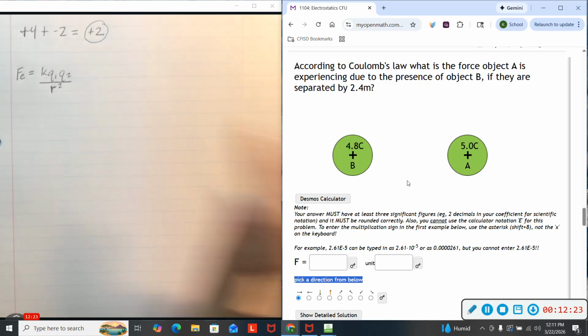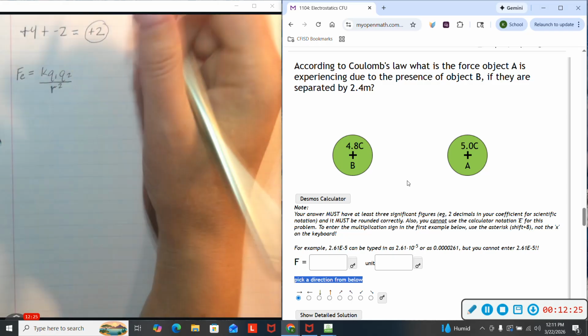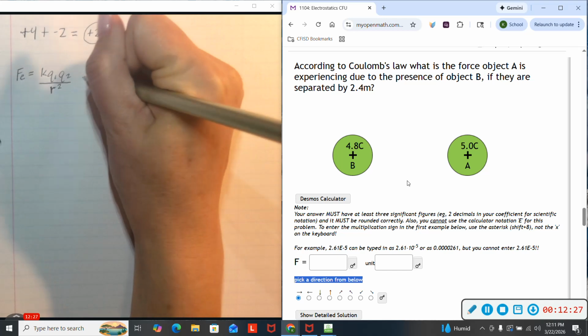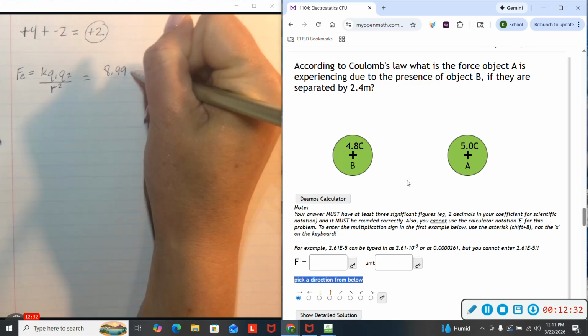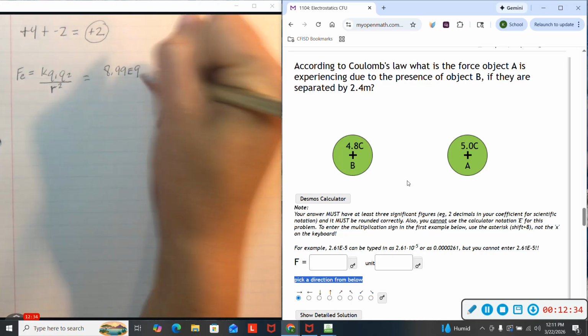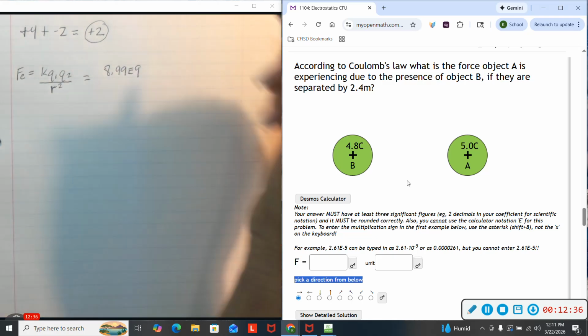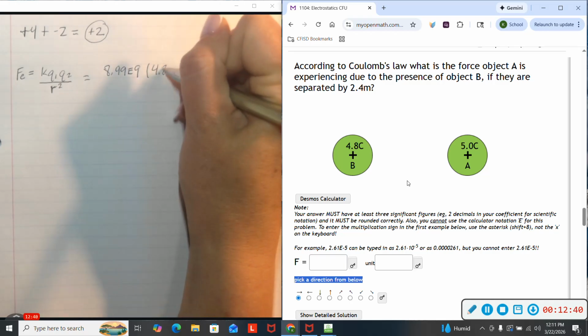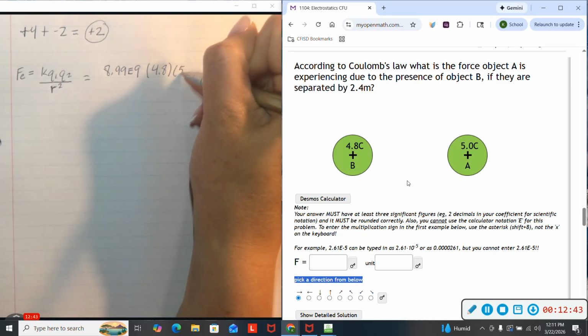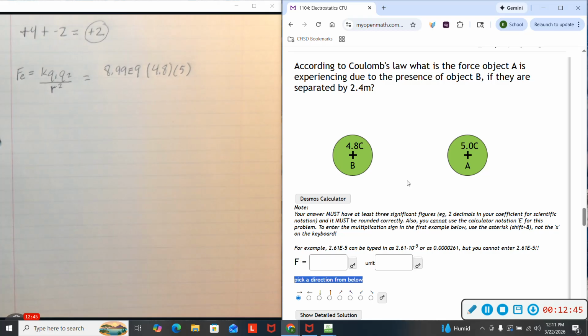So if I go back to my equation here, we're solving for force. So K is the constant. It has a value of 8.99 times 10 to the 9th. And that's how I'm going to type it in my calculator. And then I'm going to multiply by my 2 charges, which are 4.8 and 5. I am not going to bring a sign with these.